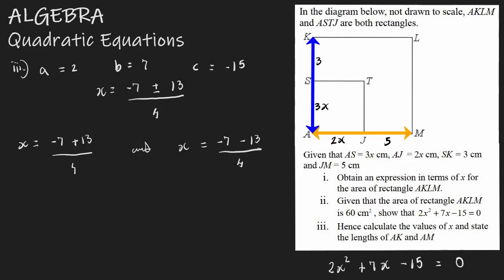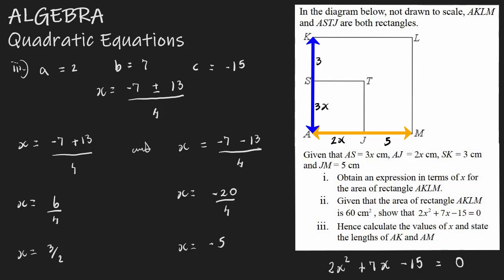and x is also equal to negative 7 minus 13 over 4. Simplifying my two equations, x is equal to negative 7 plus 13, that is equal to positive 6 over 4. Simplifying my fraction, x is equal to 3 on 2. And x is equal to negative 7 minus 13, that is equal to negative 20 over 4. Simplifying my fraction, x is equal to negative 5.